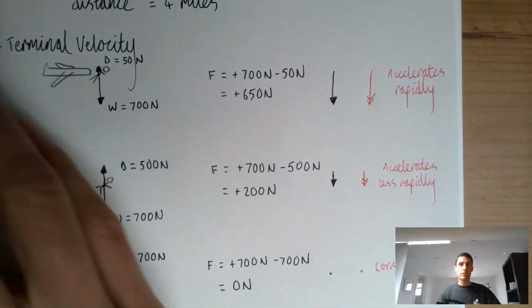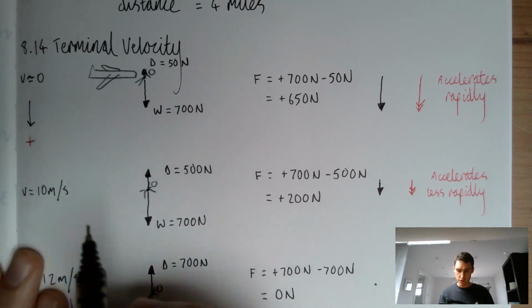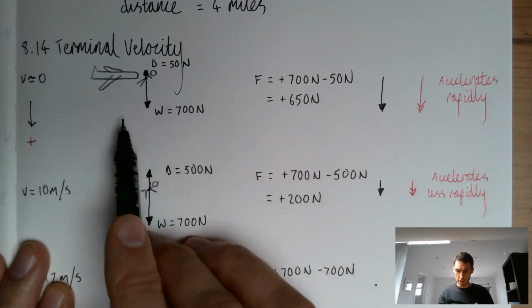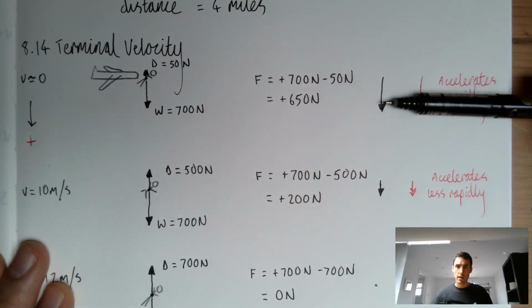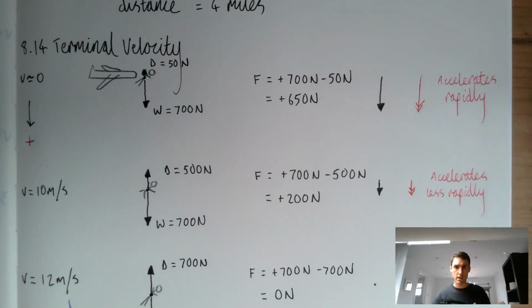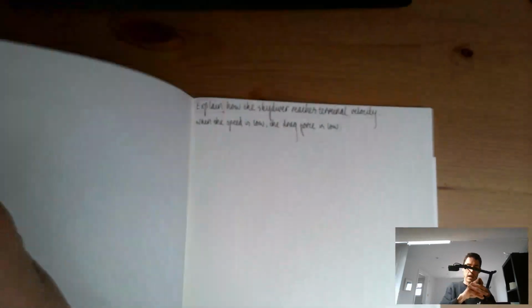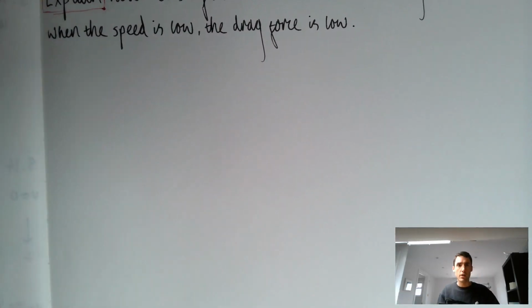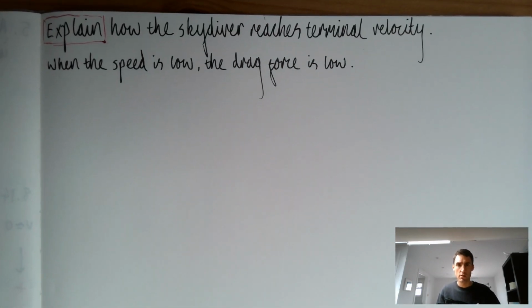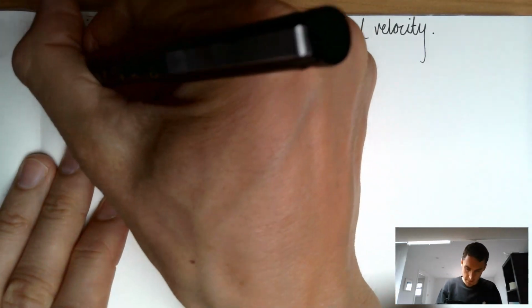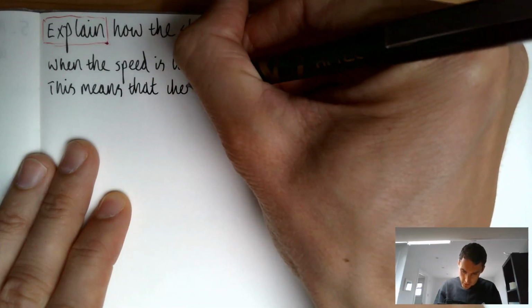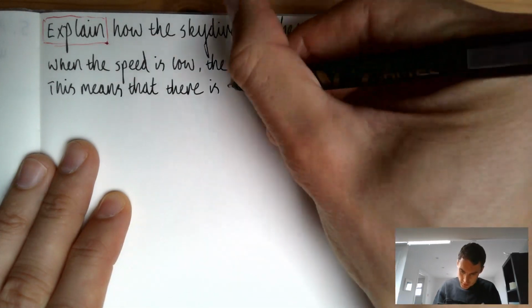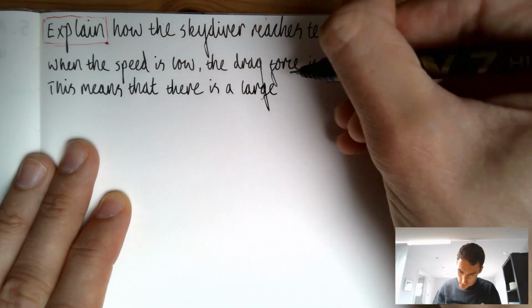So the next thing I want to do is just continue along in my story. So if the drag force is low, what that means is I get this large resultant force. I've made up a number here, 650 newtons. So how am I going to link together these ideas causally? I'm going to use one of my favourite phrases for causal linking, which is this means that. This means that what we saw is that there is a large resultant force.